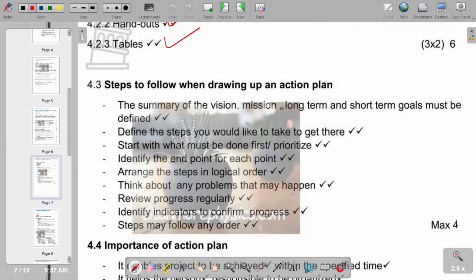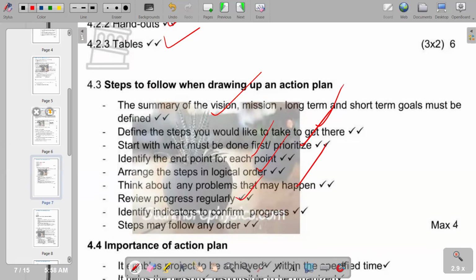A summary of the vision, mission, long-term and short-term goals must be defined. Define the steps you would like to take to get there. Start with what must be done first, or prioritize. Identify the end point for each step, and then direct the steps in logical order. Think about any problems that may happen and review progress regularly. So these are the steps that we have.